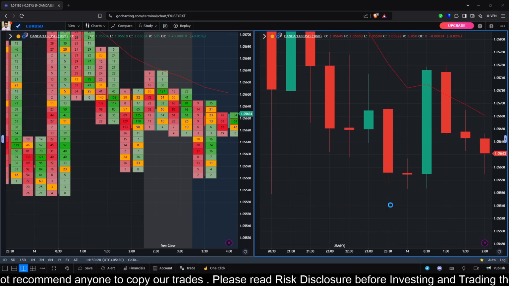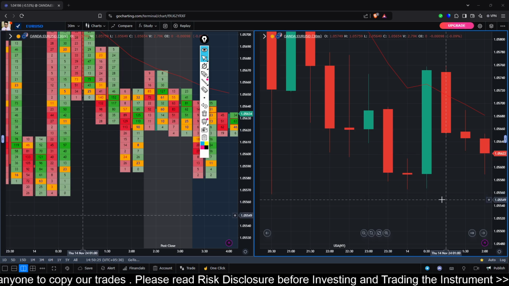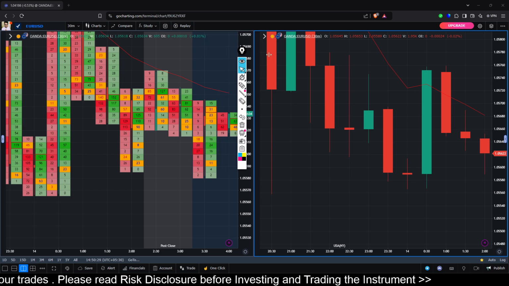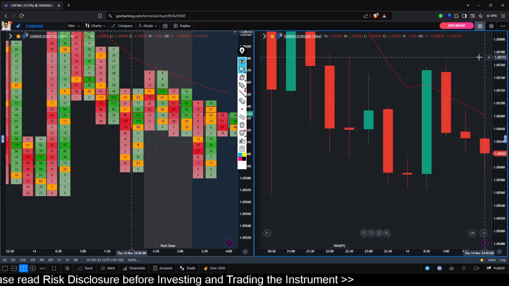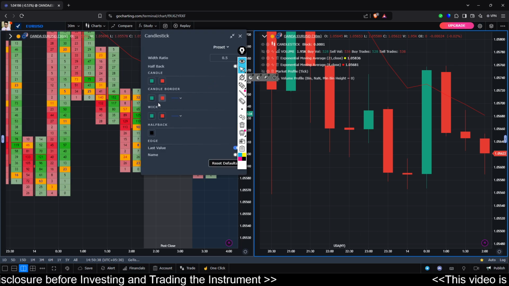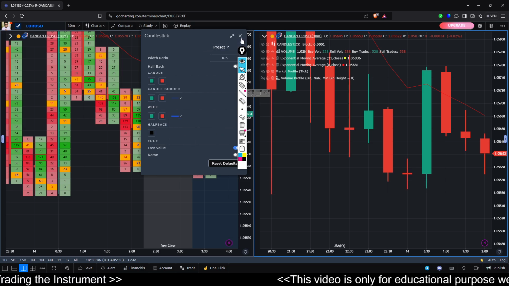Okay, I hope you can see the candle wicks. Is it visible or not? Let me edit those wicks, the candle border and wick, and increase them. Right, I hope right now you can see the wick of this candle.